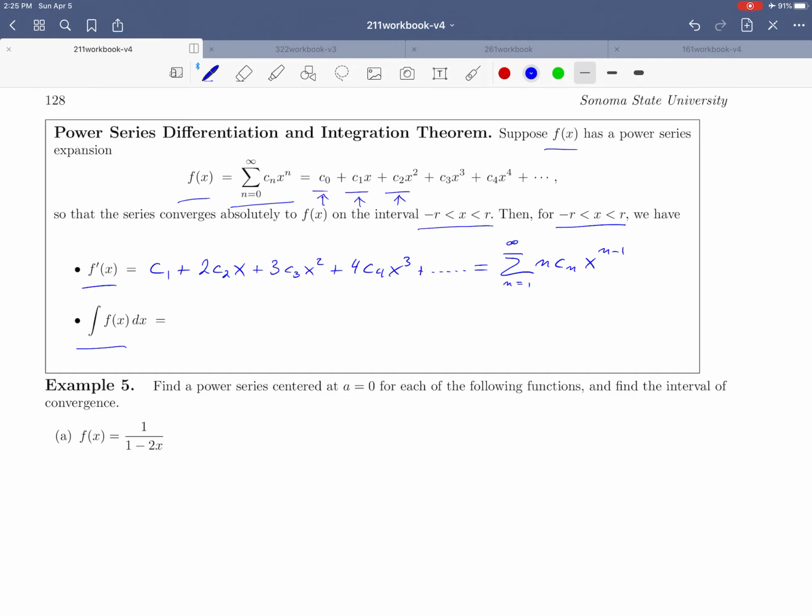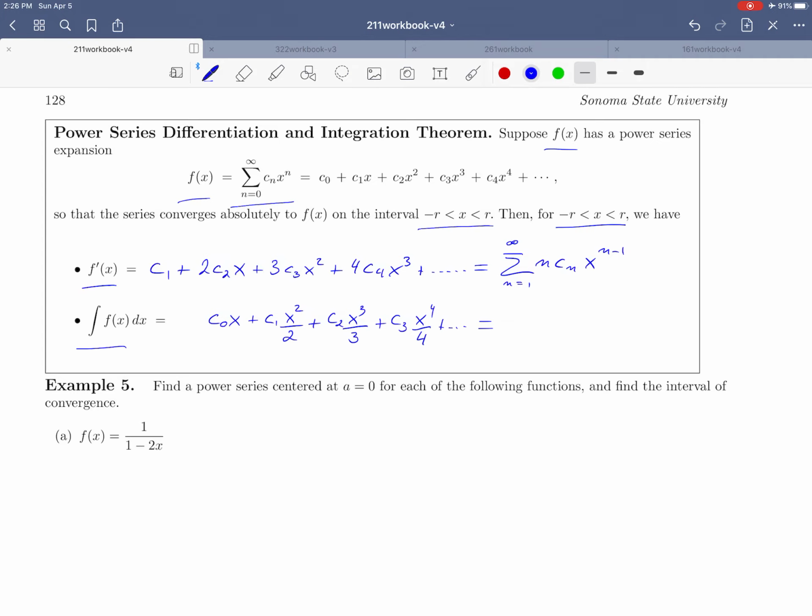We can also integrate term by term, and we already did that without really being allowed to, in the previous example. When we integrate term by term, integrating c0, I get c0x. When I integrate c1x, I get c1 x squared divided by 2. For the next term, I get c2 x cubed over 3. For the next one, I get c3 x to the 4th over 4, and so on.